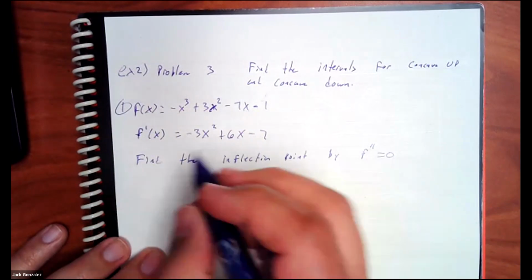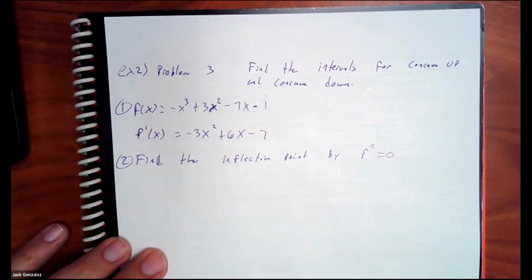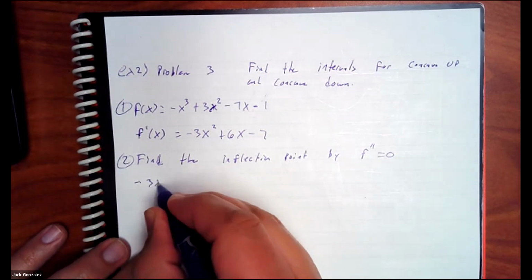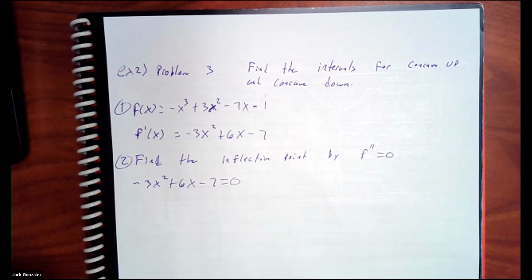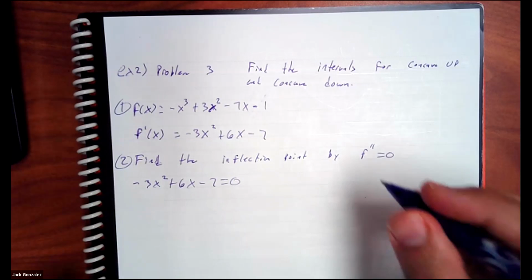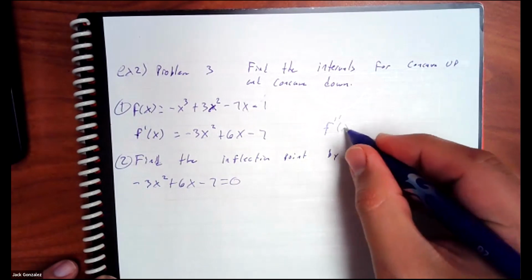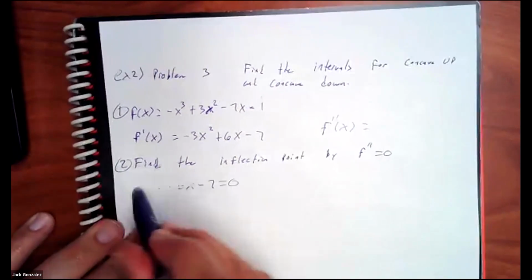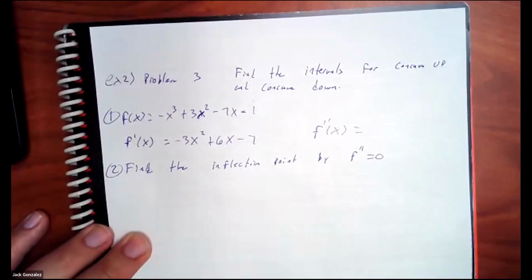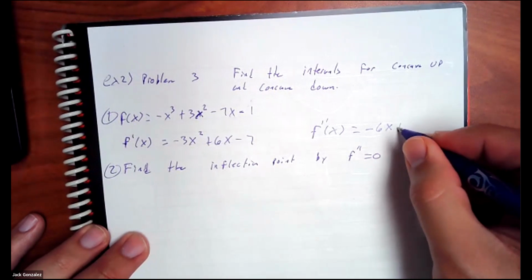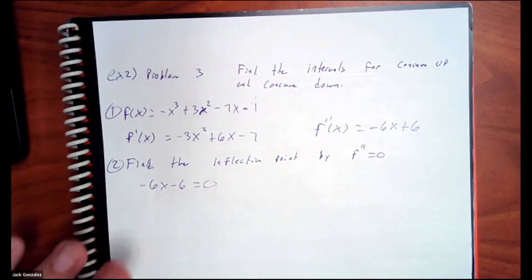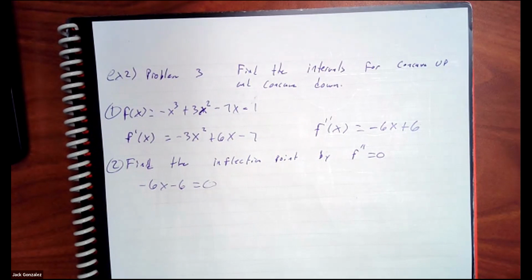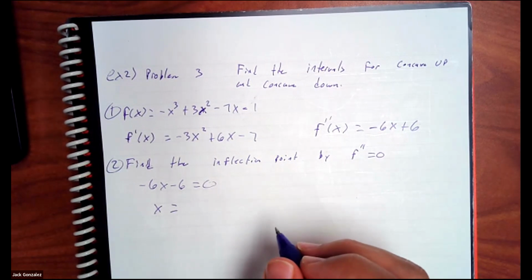Step 1, find the second derivative. Step 2, find the inflection point. So negative 3x squared plus 6x minus 7 is equal to 0. Factor this guy. Oh, actually, I'm sorry. That's the first derivative. Second derivative would be what? Negative 6x plus 6. So let's factor this one. All right. Looks like x is going to be what? Positive 1.